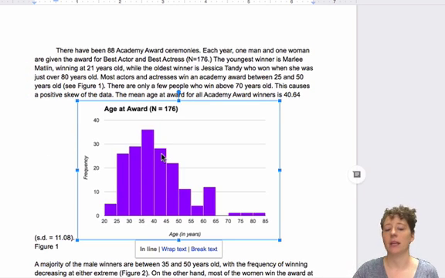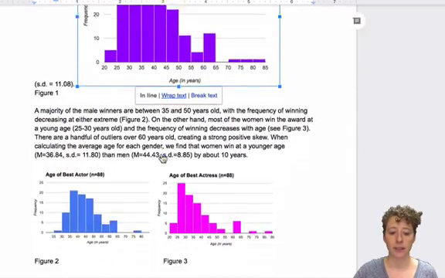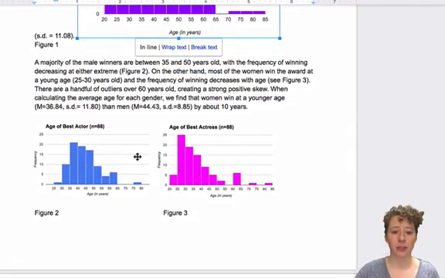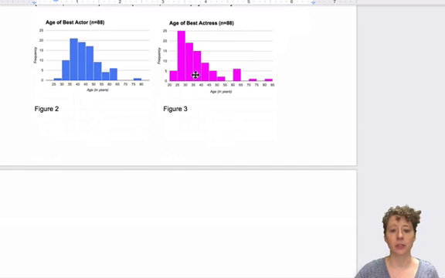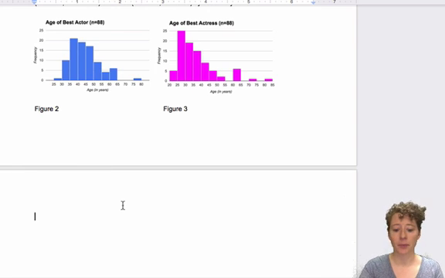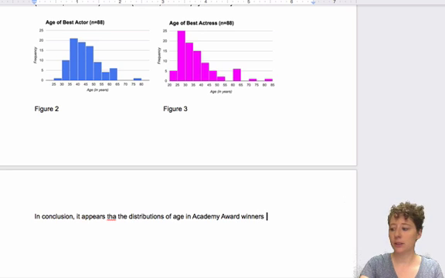Finally, I want to add a conclusion that summarizes our findings. The coolest thing to note is the difference between genders that we saw, and just the shape of these distributions and what that means for winners of the Academy Award. So in conclusion, it appears that the distributions of age in Academy Award winners is not the same for men and women.